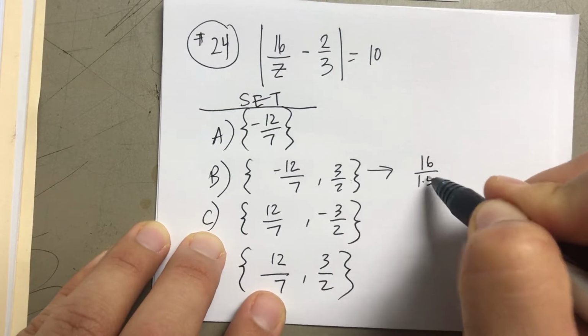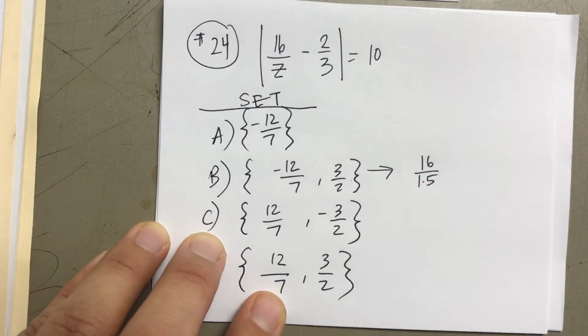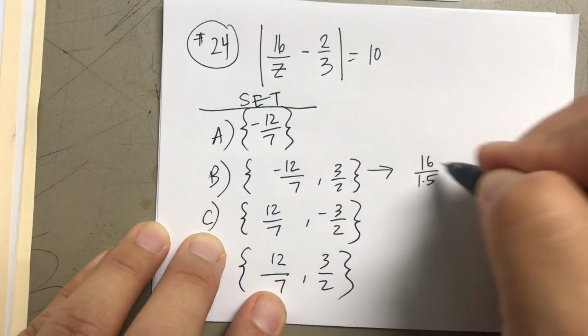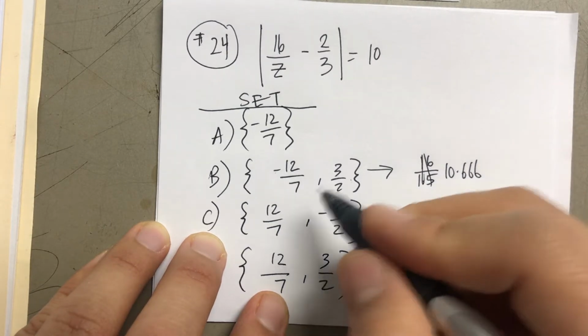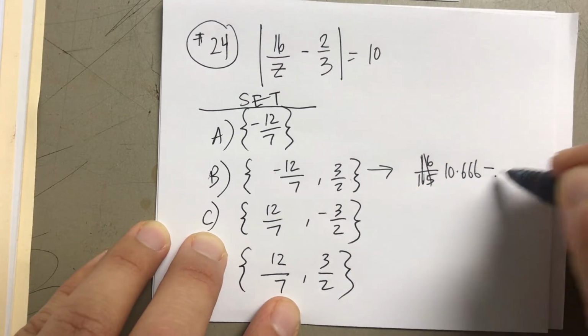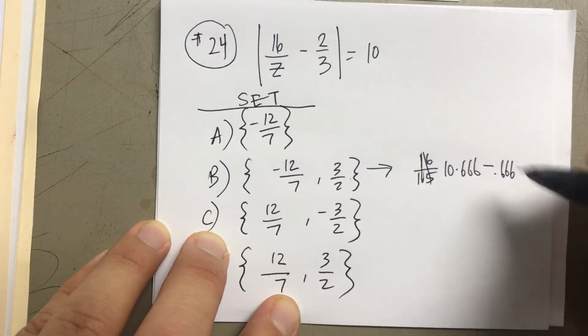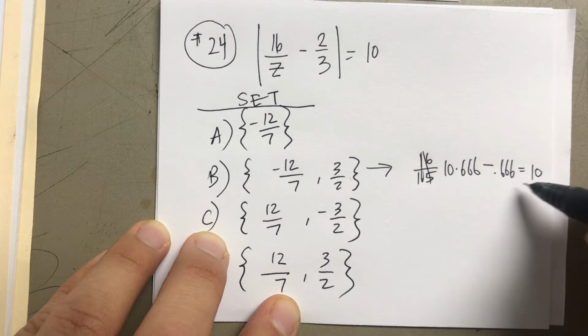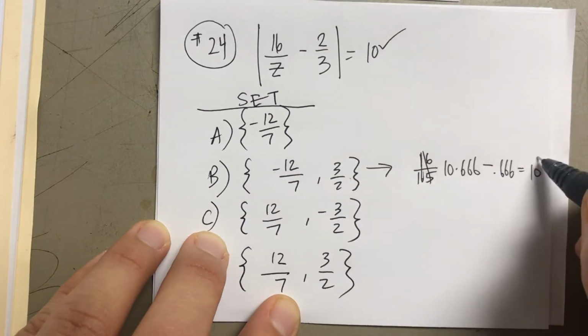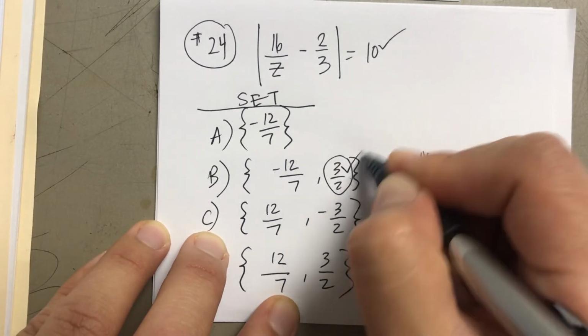16 over 1.5. I'm doing this in my calculator. That's going to equal 10.666, okay? Minus 2 over 3, I did that in my calculator, and it's 0.666. So does that equal 10? Yes. 10.666 minus 0.666 equals 10. Equals 10 equals 10. I know that this one works.